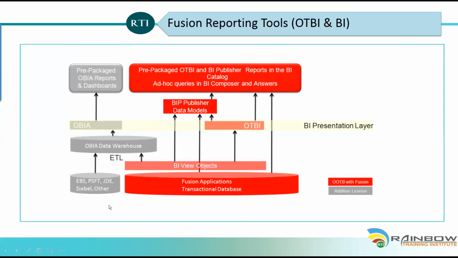to connect to our third-party applications or our in-house applications like EBS, PeopleSoft, JD Edwards. If you want to pull data from them and build the reports, then you need to buy this license, Oracle Business Intelligence Applications license, OBIA. And with this, we will get an ETL tool with OBIA data warehouse and prepackaged OBI reports and dashboards. So it's separate licensing, and we are not going to talk about OBIA. We are going to talk about OTBI and BI Publisher only in our reporting tools.